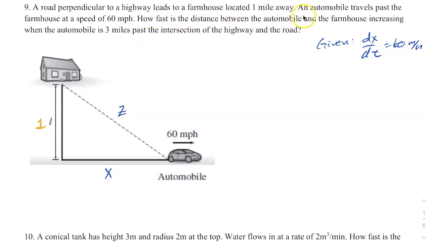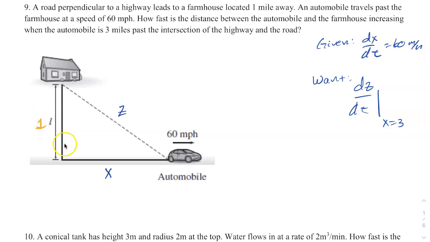How fast is the distance between the automobile and the farmhouse increasing when the automobile is 3 miles past the intersection? So we want to know how fast this thing is increasing. Now you might get confused. It says how fast the distance, so it's not z, it's how fast. It's the rate at which z is increasing. So we're actually looking for dz/dt. Look what it says: when the automobile is 3 miles past the intersection. So when x is 3. Right, so when this guy is 3 miles past the intersection, we want to know this. So this is what we have. That's all they told us.